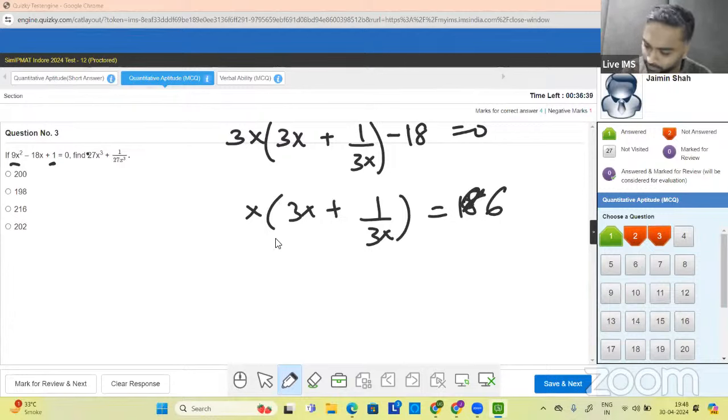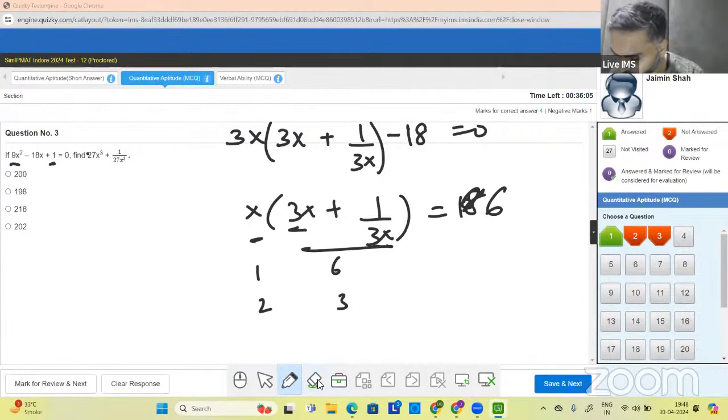So let me check. या तो x 6 होगा, या तो ये 6 होगा, या तो 1, 2 भी, 2 जरूर भी हो सकता है ना. 1, 6, 2, 3 कुछ भी हो सकता है. Okay, so let me check. So basically I had to find this cube plus this cube, right? अच्छा, this cube plus this cube find करना था. ठीक है, चलो let me move ahead.